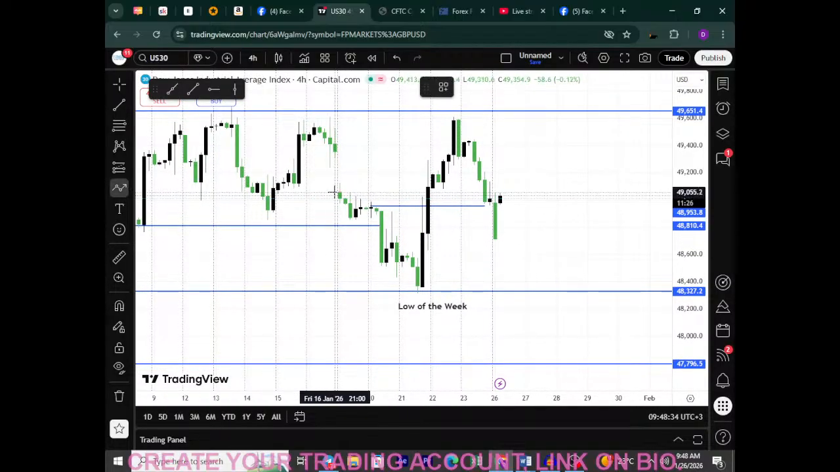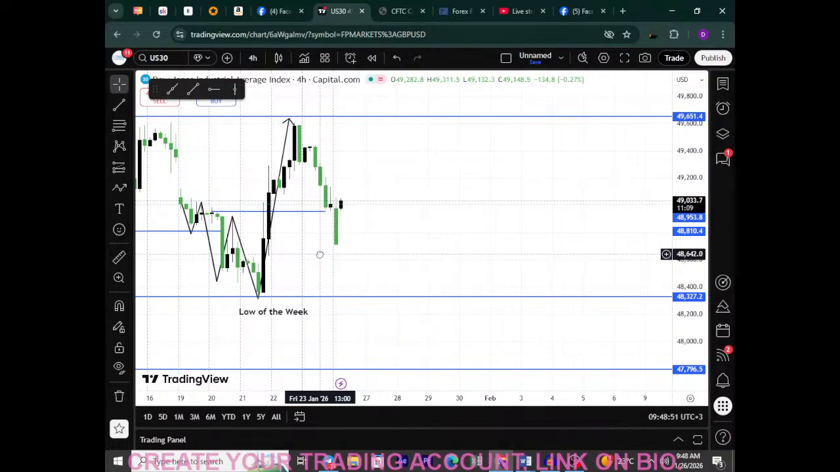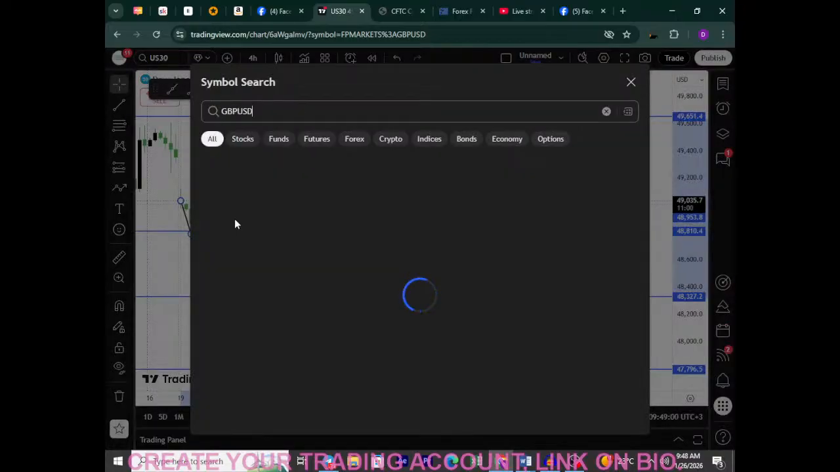So what did price do? Price first came and created a simple low, and then it went on again. It induced more buyers before the next day it went down. So this movement is what I'm anticipating for GBPUSD also.